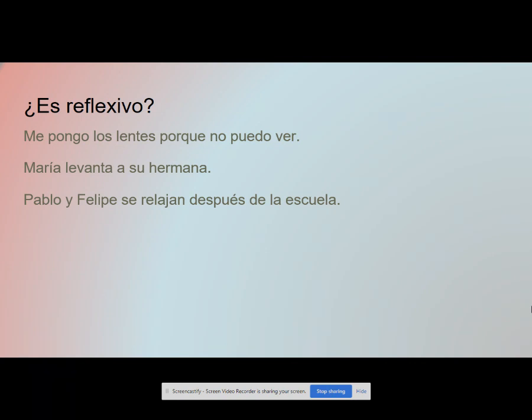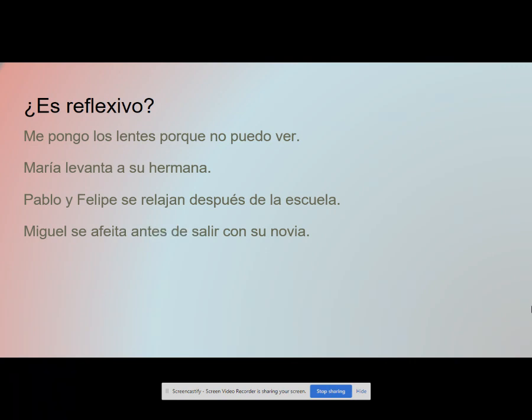That's important that it matches because you'll see later on in Spanish that there's another group of pronouns that will be used sometimes in front of the verb, and it's still not reflexive. So you have the se, and you have Pablo and Felipe, and it does correlate. So this particular statement is reflexive. Pablo y Felipe se relajan después de la escuela. They themselves relax after school.